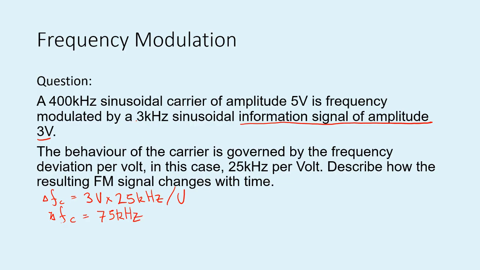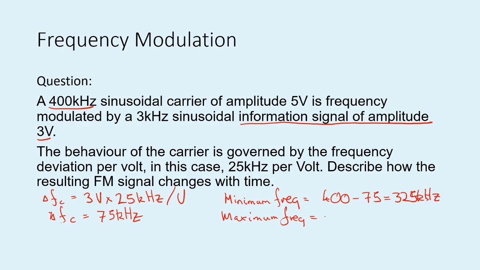Now the carrier frequency is 400 kilohertz. So we have at a minimum value, so the minimum frequency when it's the most spread out will be 400 minus the 75, which will be 325 kilohertz. And the maximum frequency will be adding this value, so we 400 plus 75. So the maximum frequency will be 475 kilohertz, and that's where it's the most compressed.